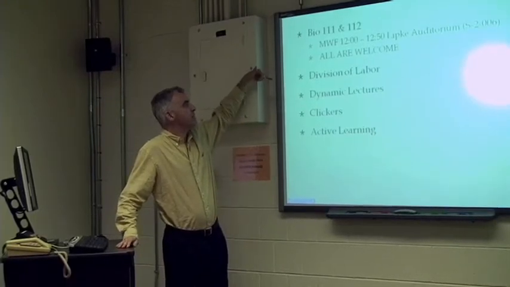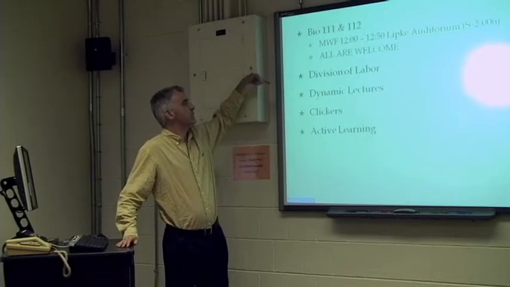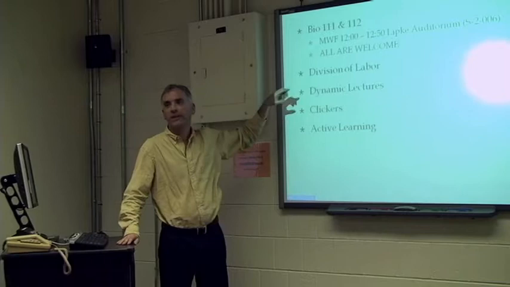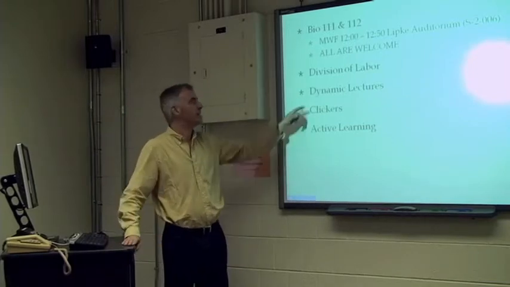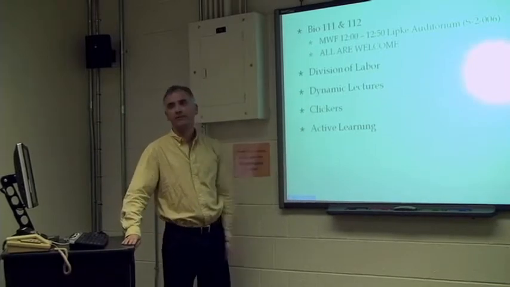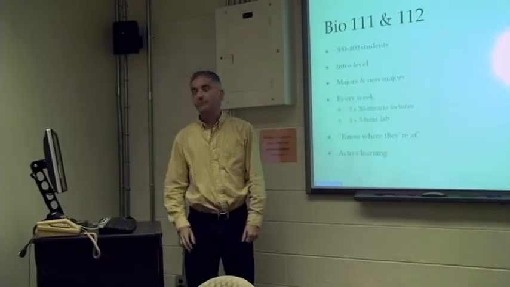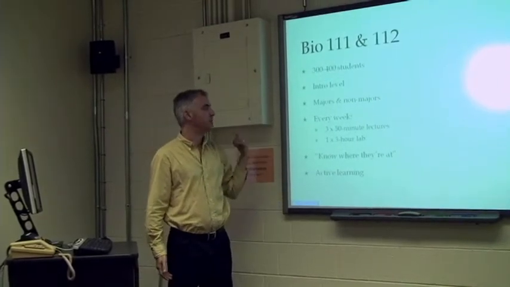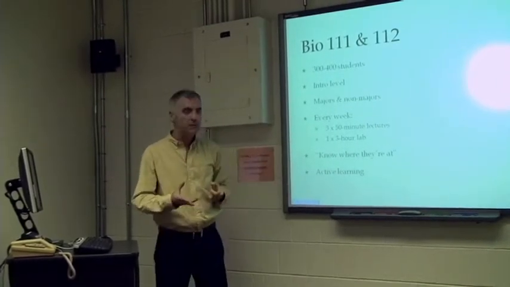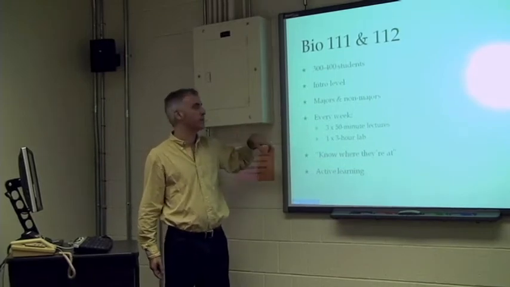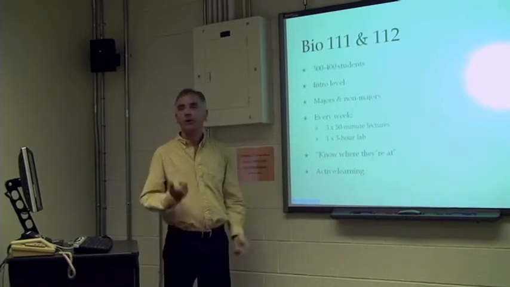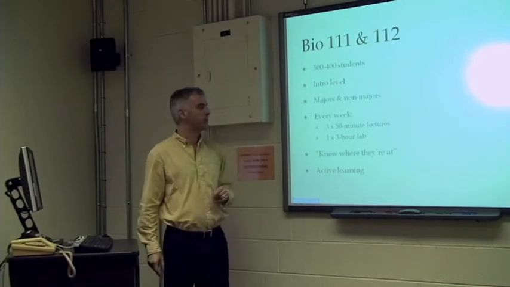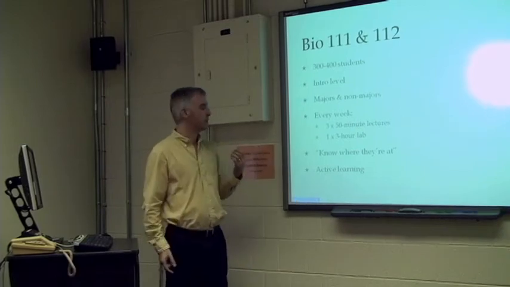I've grouped the kinds of things I do in this class into some things about division of labor. Dynamic lectures is a more than excessively pretentious title for that. I regret that word, but they're sort of ways to change lecture, using clickers and some active learning things, so I'll say something about those. So Bio 111 and 112 have 300 to 400 students. It's intro level, majors and non-majors. What's slightly important for this is that it is not strictly a lecture class. There are three 50-minute lectures a week and one 3-hour lab section taught by a grad TA. So for one of those things, which is about division of labor, that's something that some classes have and some don't.